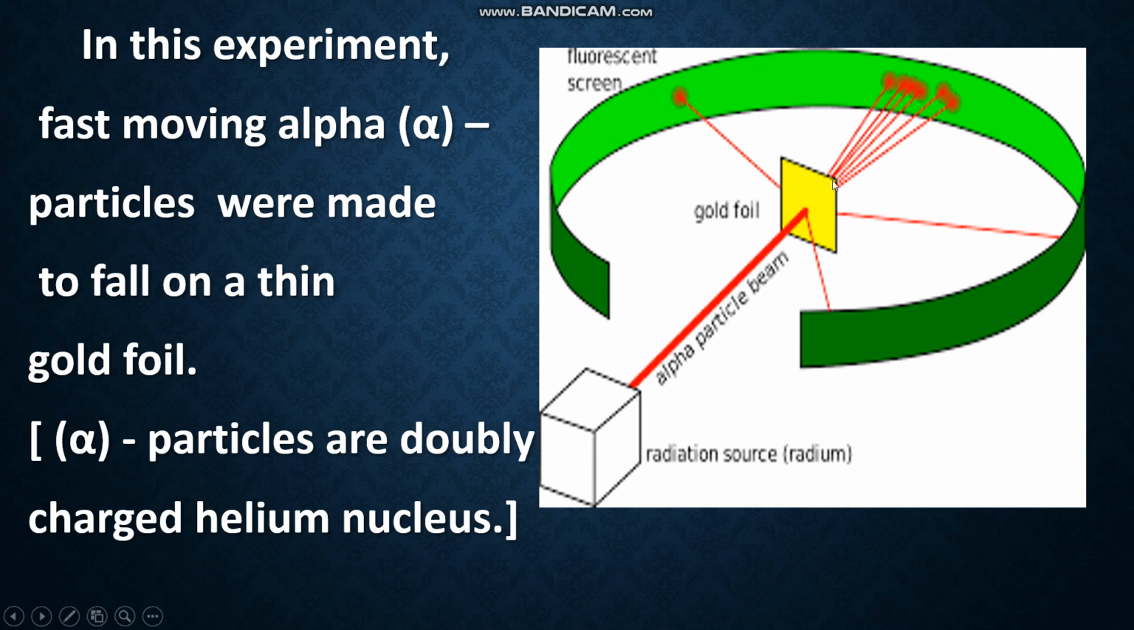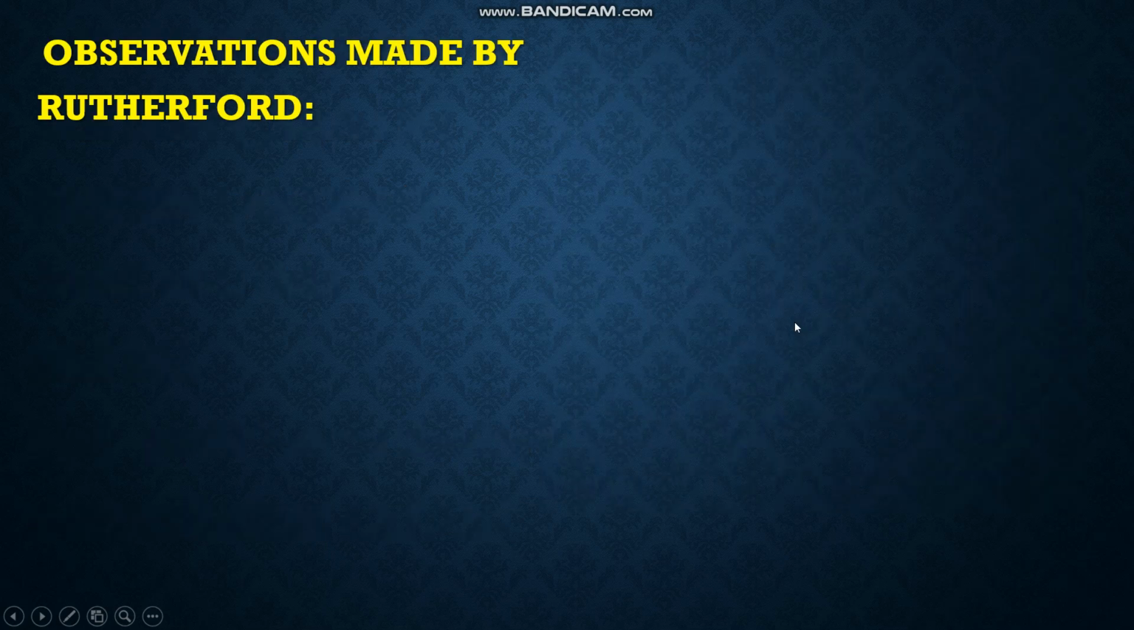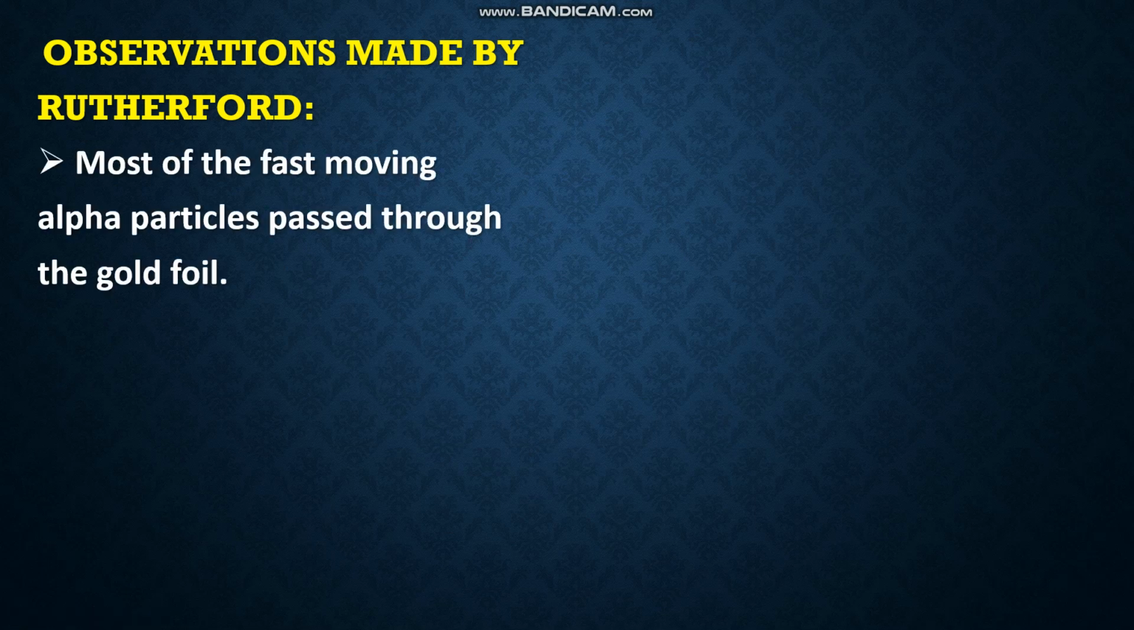So here you can see a few are moving in a straight line without any deflection. A few are deflecting from their path. Deflection means change in the direction. Very few of them deflected at large angles, and a very small fraction bounced back. So from this experiment, what are the observations he made? Let us see.